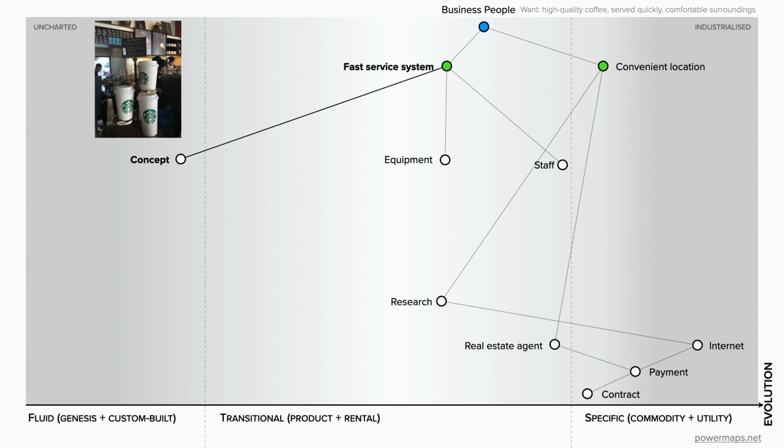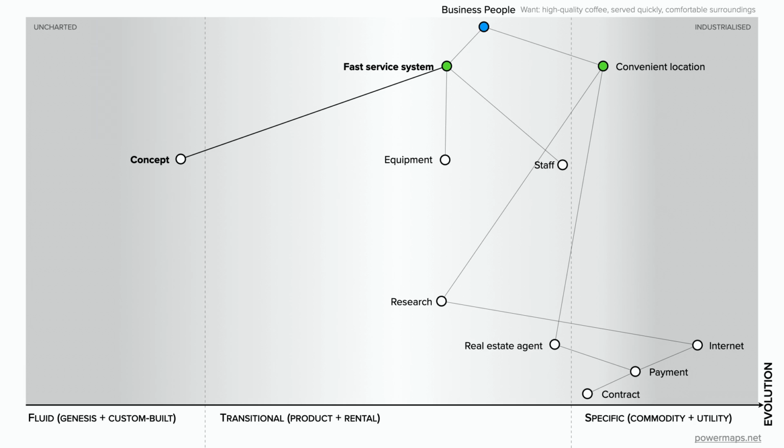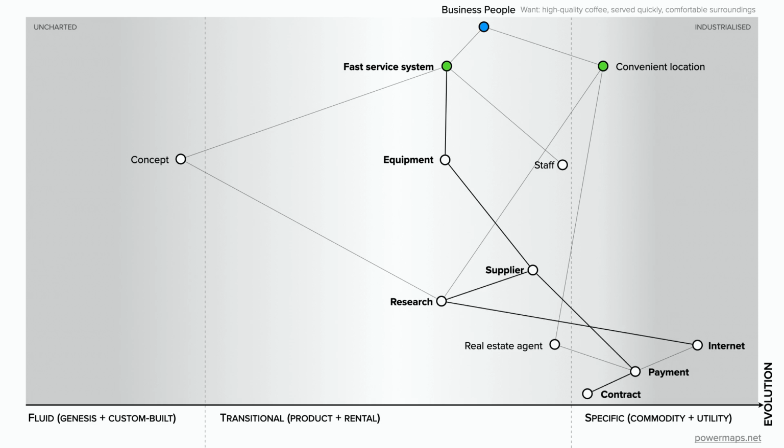So we might decide this is an area where we're going to need to differentiate ourselves if we want to stand out. To stand out, we'll need to be creative, which is why this component is on the left of the map, although we're going to use the Internet again for research. We're also going to need equipment for our fast service system, and for that we'll need a supplier. Again, we might use the Internet to research reliable suppliers. Any supplier will also need payment, and therefore another contract to be signed.